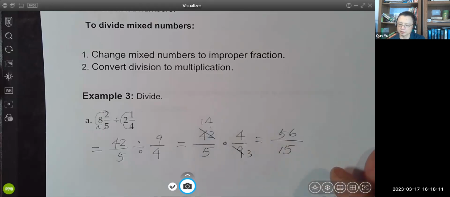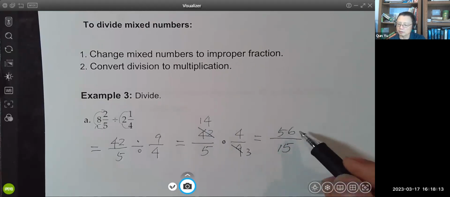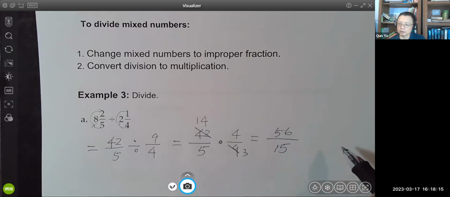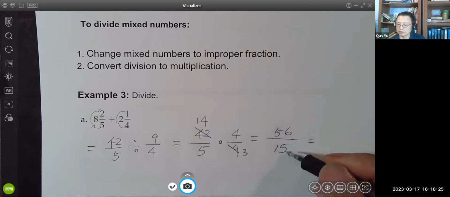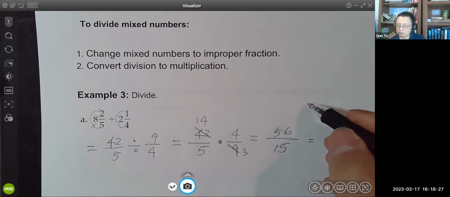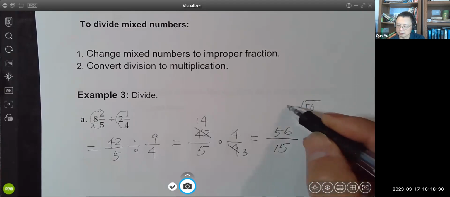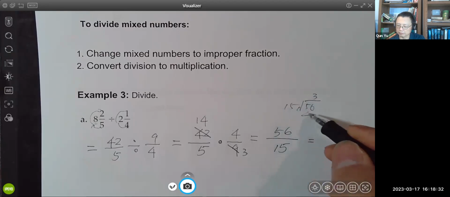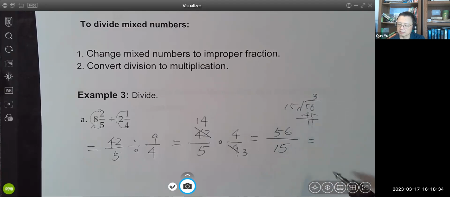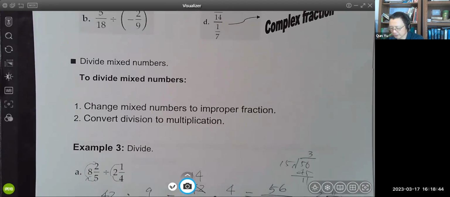14 times 4, 56. Usually, if you have improper fraction form as a result, you want to change it back to the mixed number format. So 56 divided by 15, that's 3, because 4 would be 60. So let's do the division on the side. So it's 3, you got a 45. So remainder is 11. So you got 3 and 11/15. That's the result. Okay. Move on to the next page.